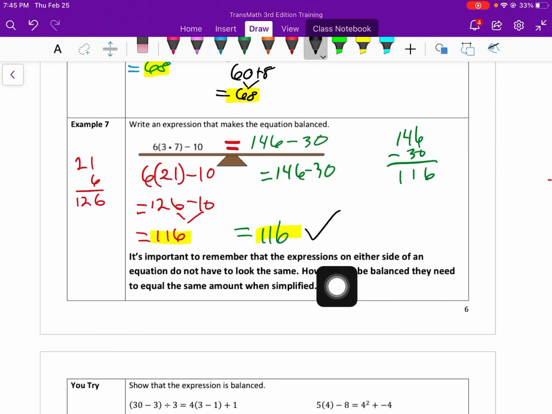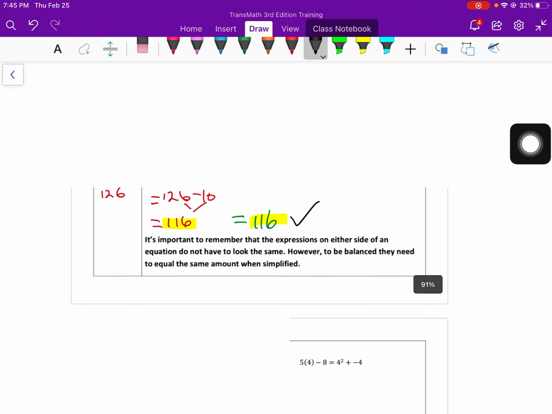It's important to remember that the expressions on either side of an equation do not have to look the same. So at the beginning, they do not look the same. However, to be balanced, they need to equal the same amount when simplified. So when we simplified, this side equals 116, and again, when we simplified the right side, it equals 116. So these expressions are equal.